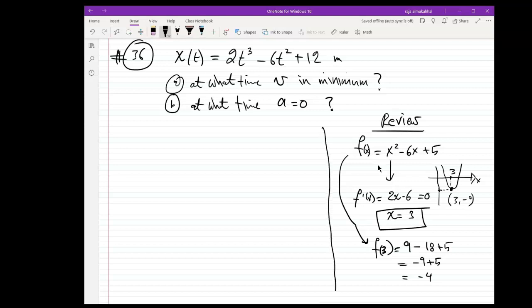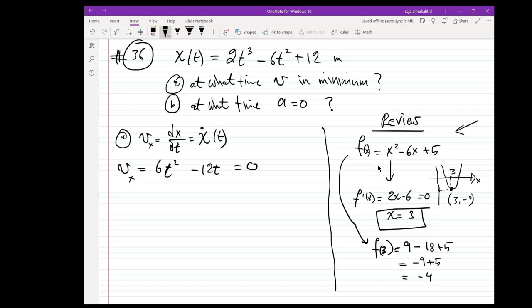Again, the solution really comes from the basic calculus that you have studied, like this one here. So what I want to do first is find the velocity function, and then I'm going to equate it to 0, just like I did here. The velocity function you can write as dx/dt, or we can write it as x dot. In physics, the dot means the time derivative. So anyway, we have here v sub x is equal to 6t squared minus 12t equals 0. There we go.